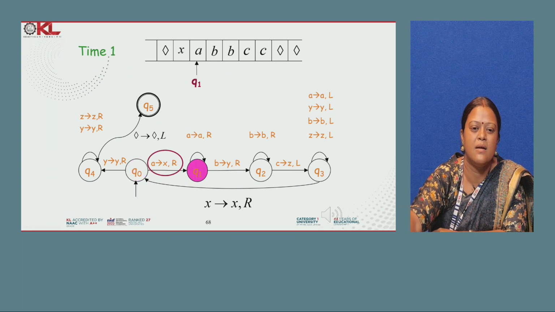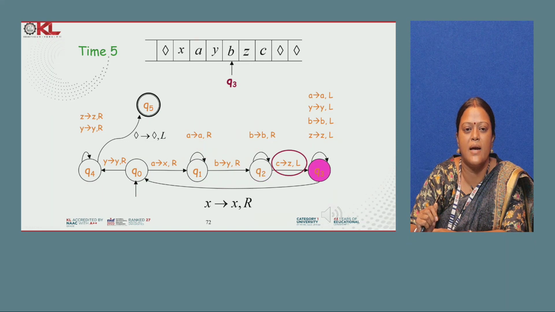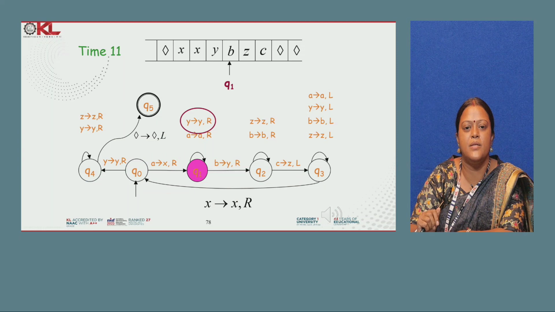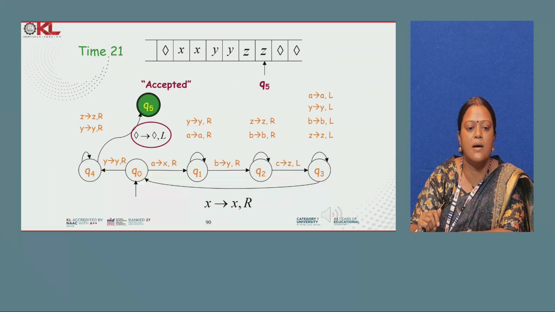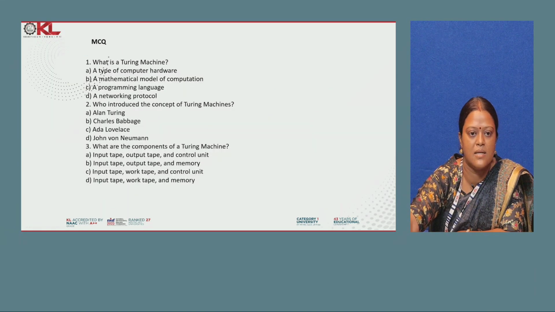So this is the example of A, B and C. You can see this transition: after reading A it is replaced by X, then Y, then B, and finally Z is replaced, and we move back up to X. Then in the next iteration X is replaced, Y is replaced, and C is replaced by Z, and here we get a new symbol. Finally no symbols are left, so we reached from Q0 to Q4, and finally Q5, and if all the inputs are equal, that means it is accepted.